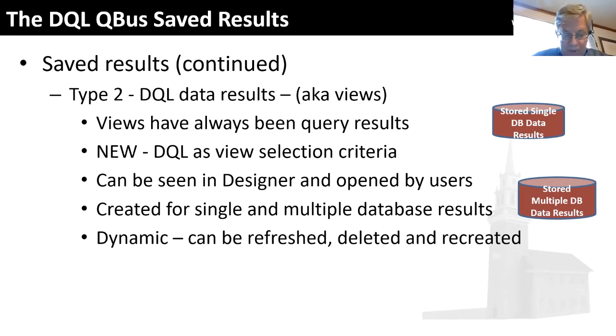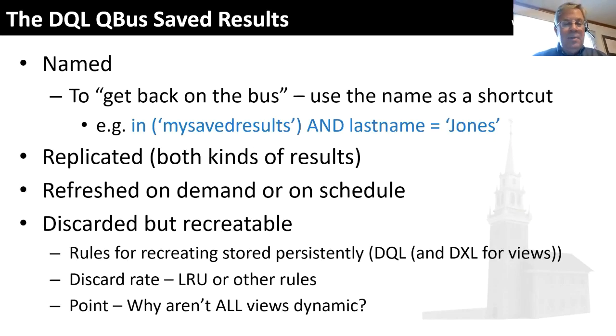Okay? So these are created. These are dynamic. They are refreshed, as all views are, right? All views can be refreshed. They can be deleted. They can be recreated. So that's basically the type 2. So the type 1 doesn't have data, it just has IDs. Type 2 has data. Okay, all right.